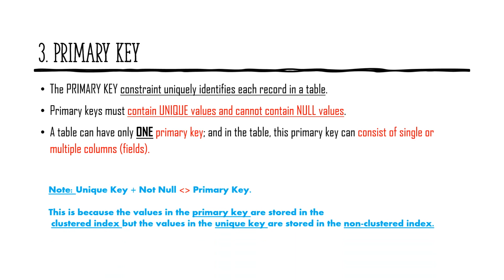And you might think at this point that primary key is equal to not null and unique key constraint, because the functionality looks the same. But in the background, the values of the primary key are stored in the clustered index, but the values of the unique key are stored in the non-clustered index. So we'll take a look at what is clustered and non-clustered index in our later videos, but at this point, this much information about primary key should help.